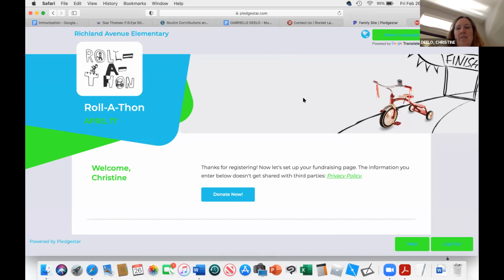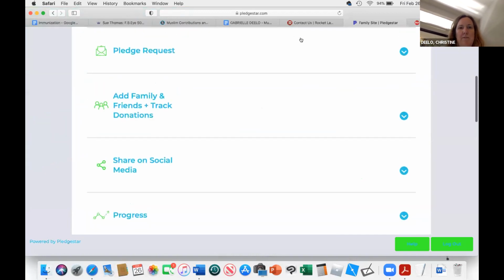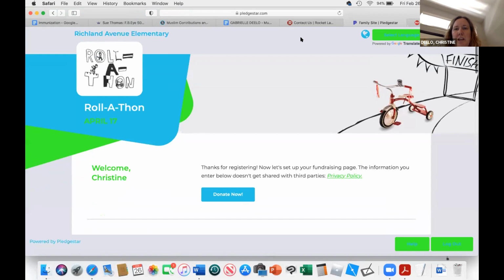And anyway, make sure you register your kid with family or friends put in under the section that says add family or friends so that they get their certificate. Does anyone have any questions? I don't know if I've explained it well enough.